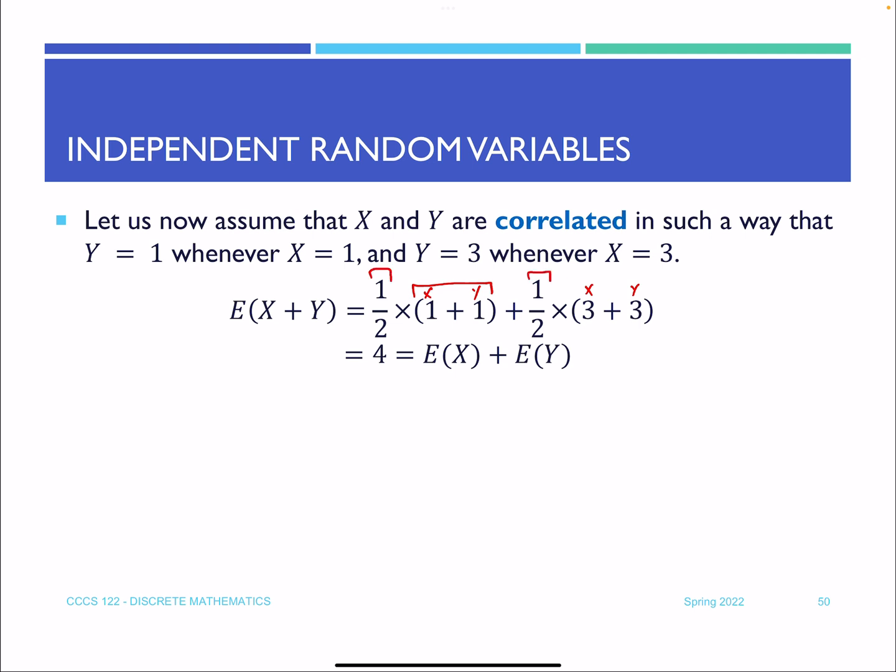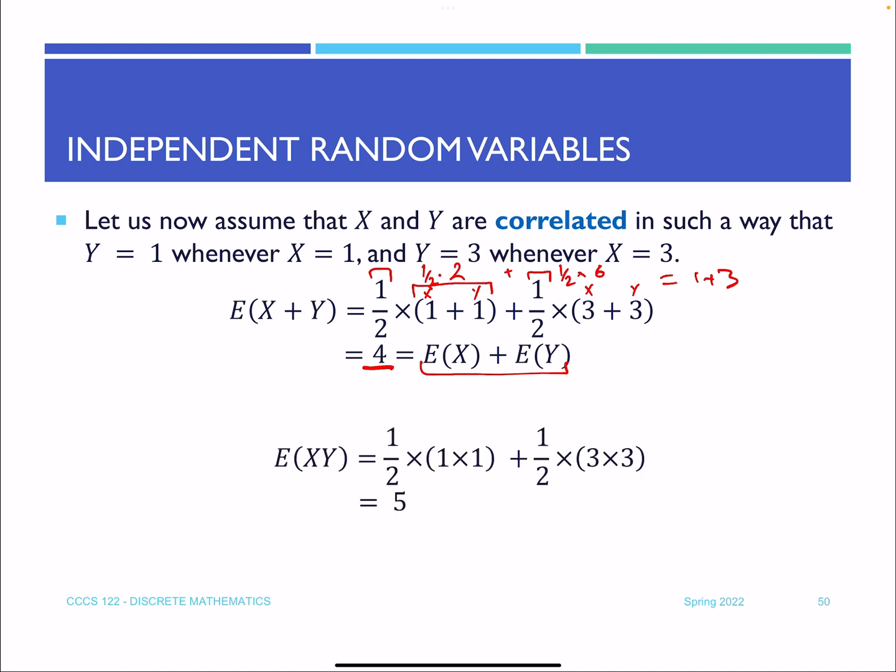Probability that that happens is half and half, which makes all of this half times 2 plus half times 6 comes out to 4. 1 plus 3, 4. Which is equal to E of X plus E of Y. Fine. But let's try out the other one.